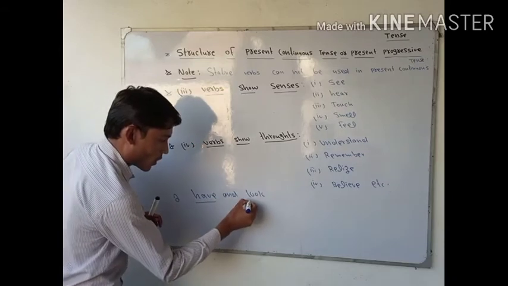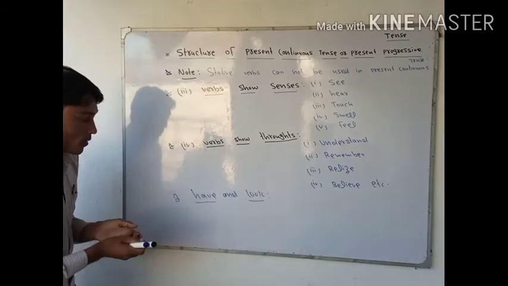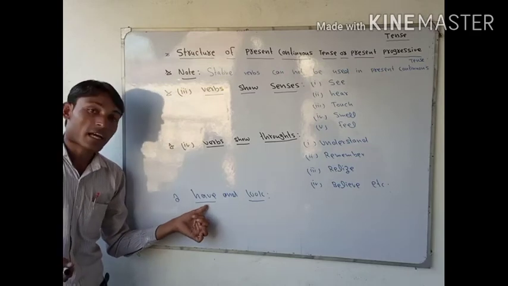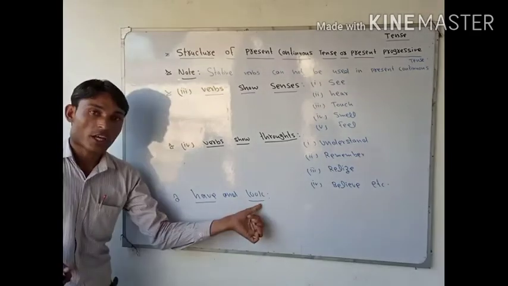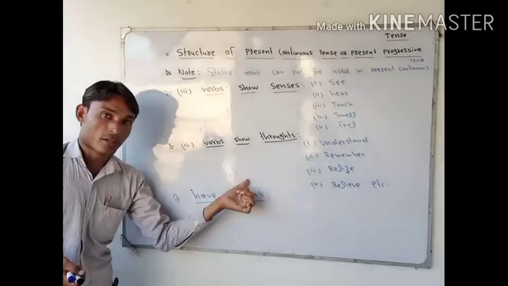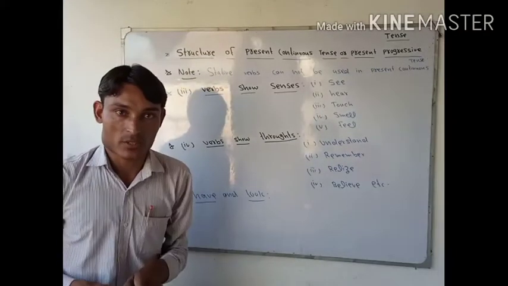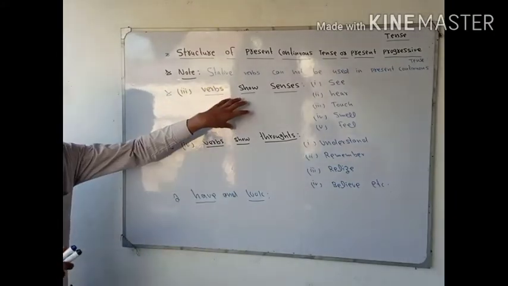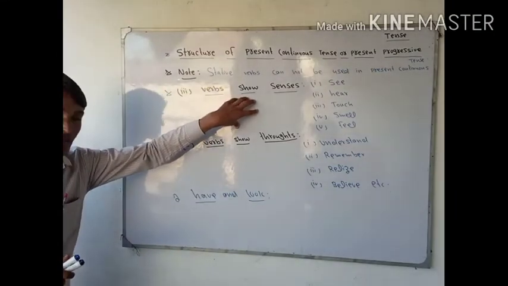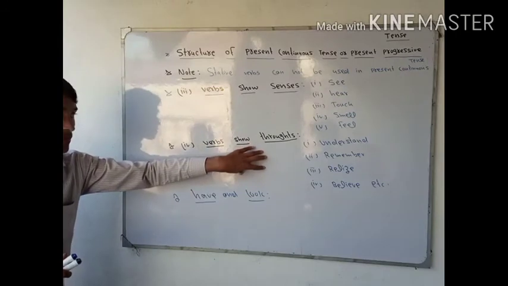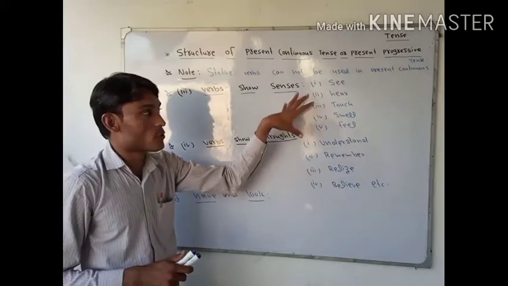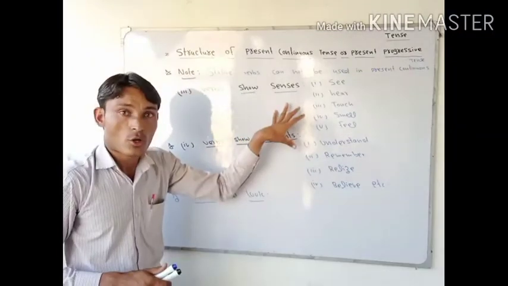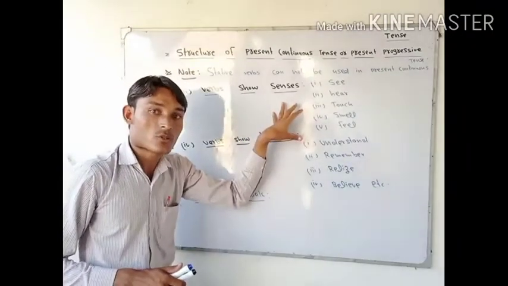These two verbs, have and look, can be stative or dynamic verbs. Sometimes it depends upon the condition as well. Now let's discuss why we cannot use stative verbs in the present continuous tense. These verbs cannot be used in the present continuous tense. In the present continuous tense, we only use dynamic verbs, which are also called action verbs.